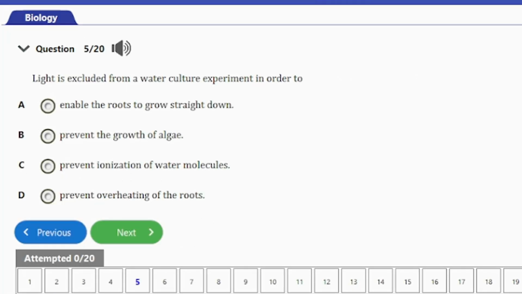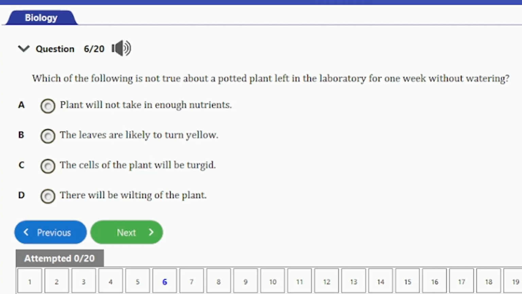Question number 5. It says, light is excluded from a water culture experiment in order to A. Enable the roots to grow straight downwards, B. Prevent growth of algae, C. Prevent ionization of water molecules, D. Prevent overheating of the roots. The answer to this question is option B, and that's to prevent the growth of algae. So let's consider the next question.